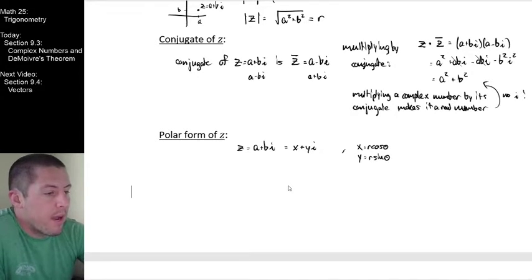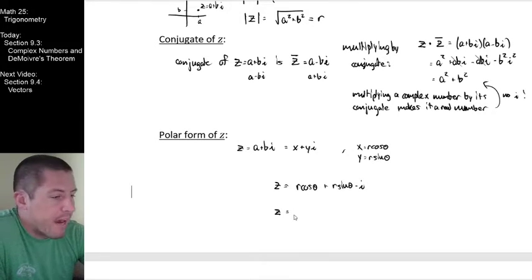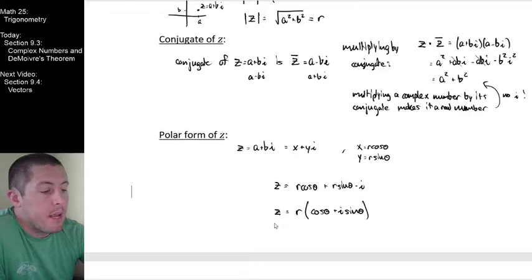And so maybe we can go ahead and just make this substitution in here and say z equals r cos theta plus r sine theta times i. And then typically we'll write this ever so slightly different. I'm noticing that both of these have a factor of r, so I'm going to factor that out and write this as r times cosine theta plus i sine theta. So this can be an alternate way that we can represent a complex number.